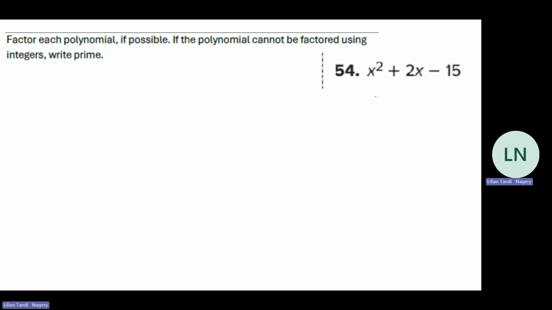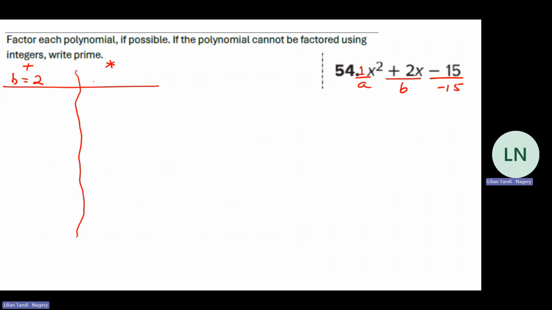Okay, let us do this one. Draw your table. Your A is 1, your B is 2, and your C is negative 15. So B is 2. Here we are adding, here we are multiplying. What are we multiplying? A times C. So 1 times negative 15 is negative 15.